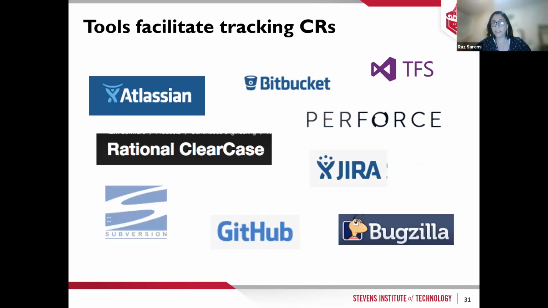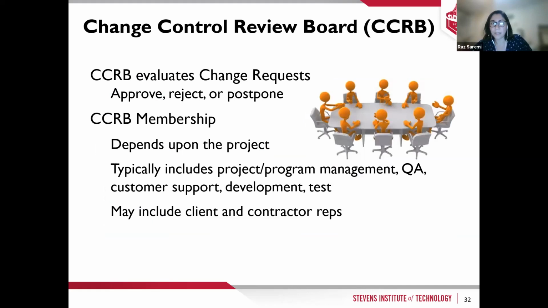So for tracking, we are using different configuration request systems. For us, GitHub is the best one because it does everything automatically by itself, but we have different types of systems out there. And everything happens in the change control review board. That's where the control management is going. They decide to approve, reject, or postpone. Practically it depends on the project, and everyone can be part of the team based on different companies, different policies, and size of the project.